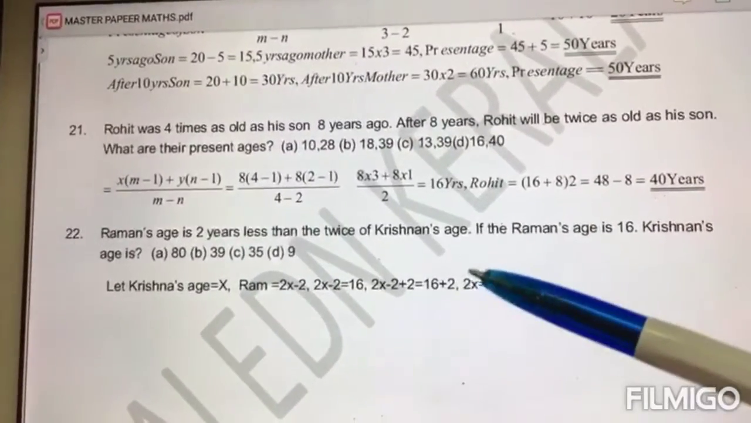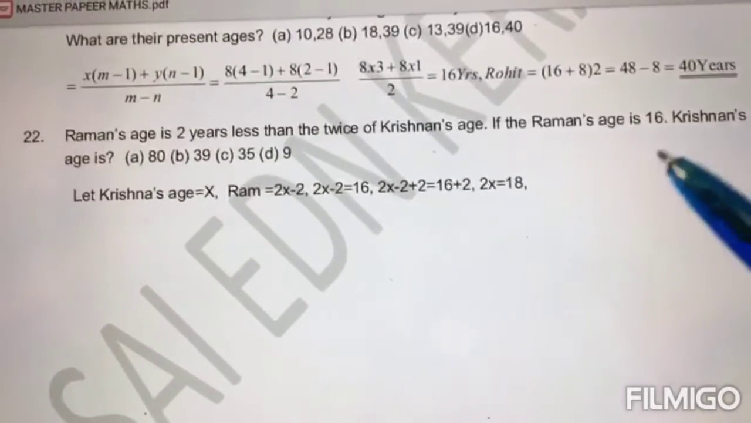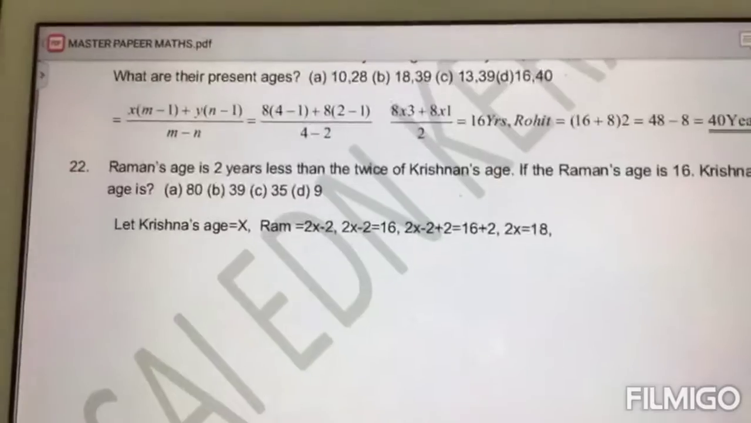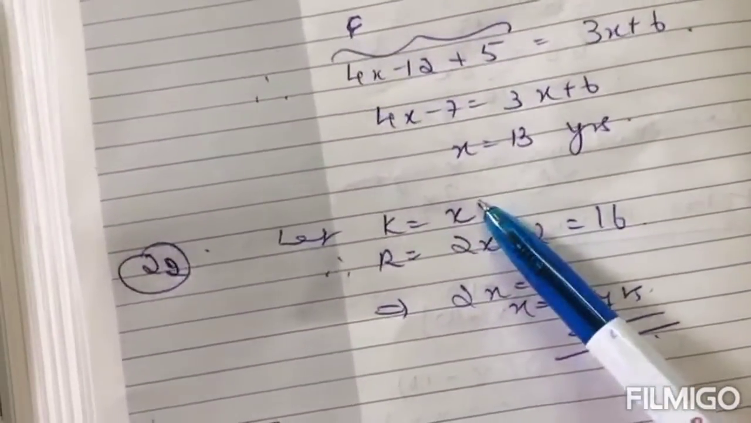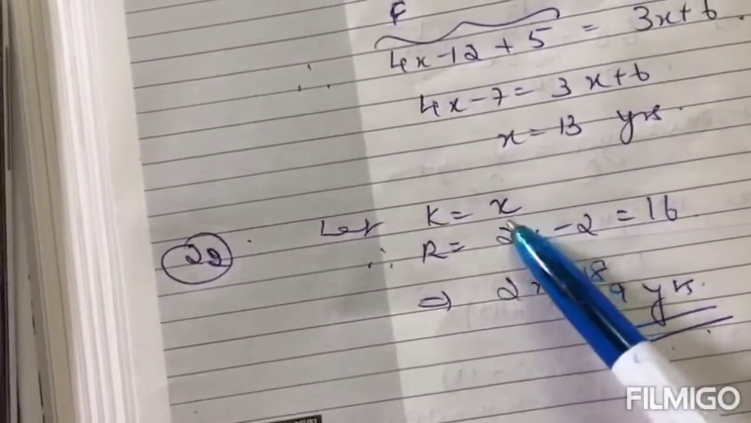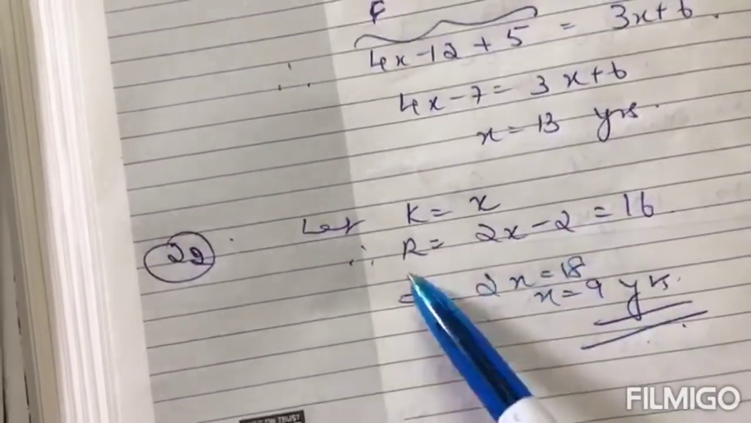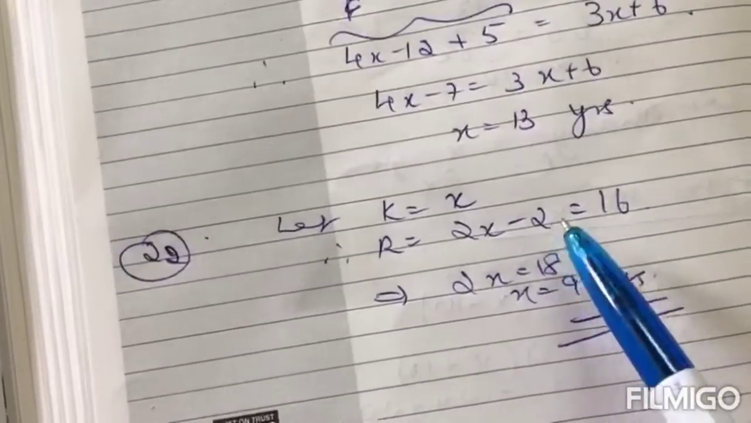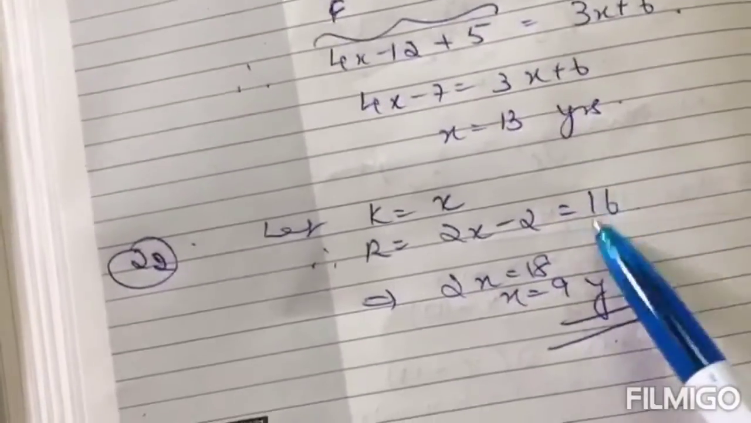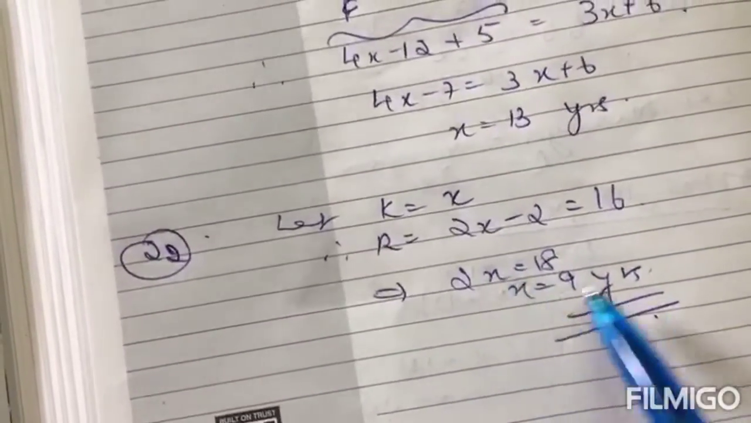Raman's age is 2 years less than twice Krishnan's age. Raman's age is 16. What is Krishnan's age? Okay, so let us assume that Krishnan's age is x. So as per the question, Raman's age is 2 years less than twice Krishnan's age. So that would mean 2x minus 2 is Raman's age. Then the question also says that Raman's age is equal to 16 years. That means 2x minus 2 is equal to 16. When you solve for x, you will get x as 9, which is Krishnan's age.